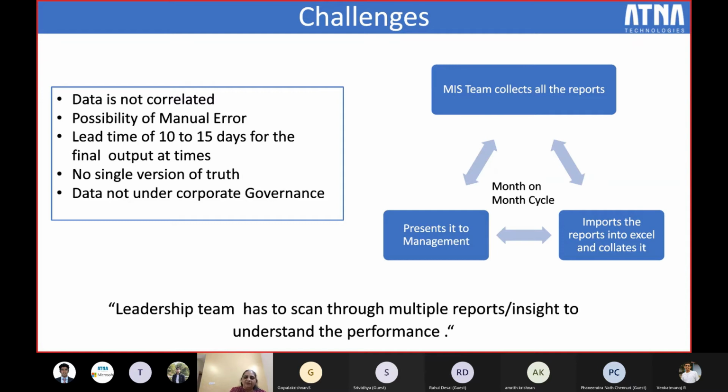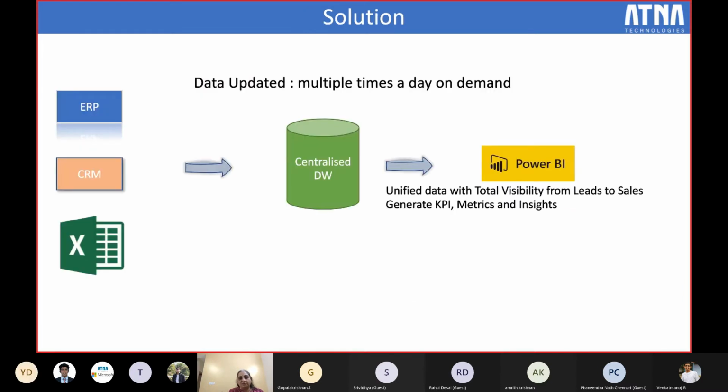Also, the moment you take the data out of the ERPs and CRMs, no longer is the data under corporate governance because you have taken data out of the corporate network. So the security requirements are not satisfied over there. And this is something that happens on a daily, monthly, quarterly and yearly basis. And to understand the performance, the leadership has to actually scan through multiple reports.